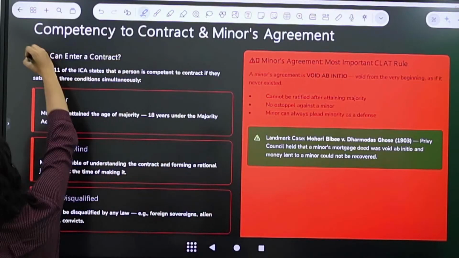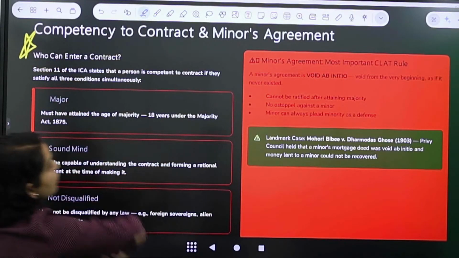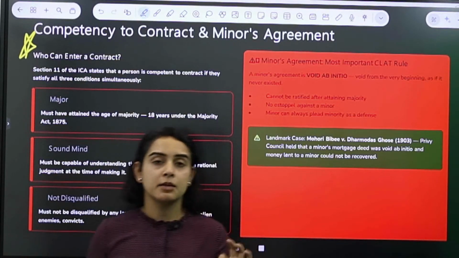Very important concept is the concept of competency and agreement by a minor.